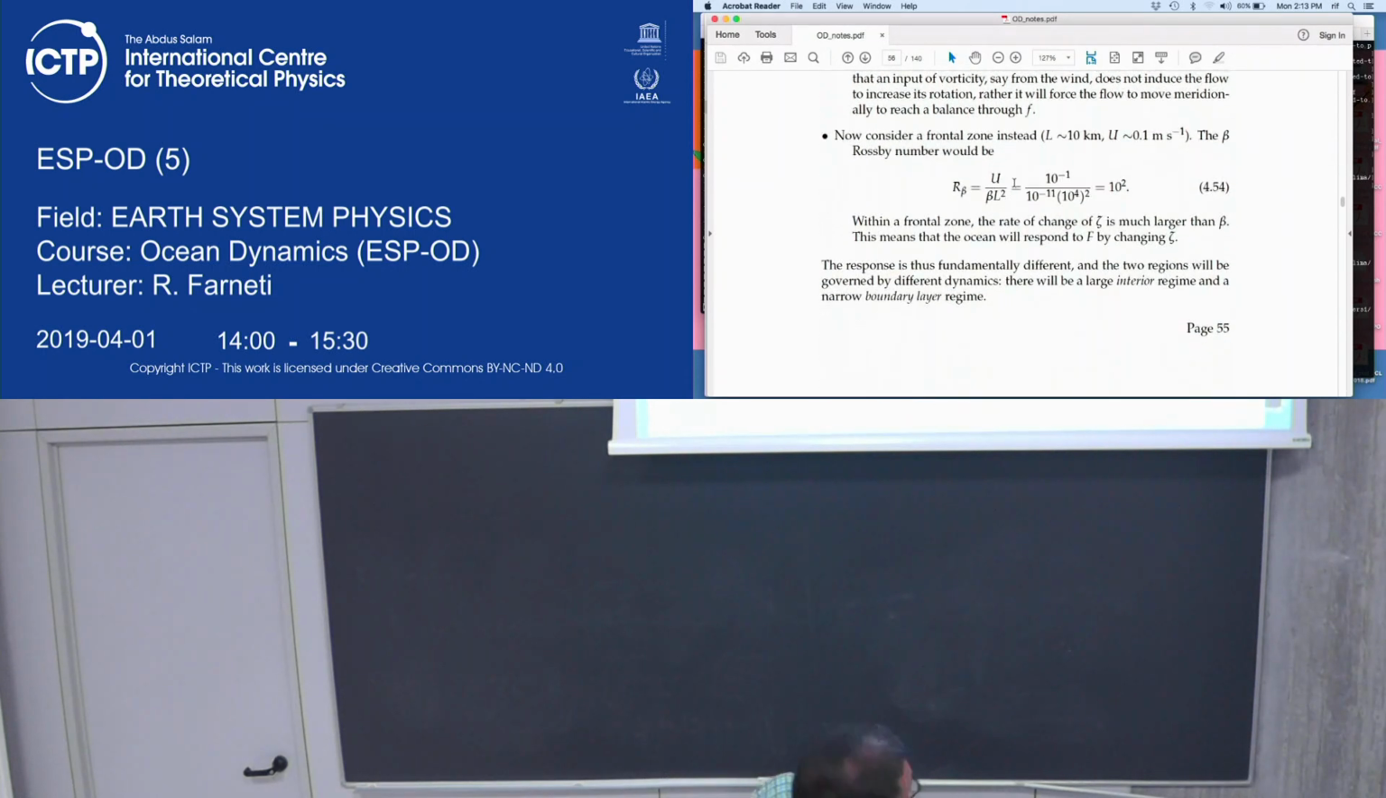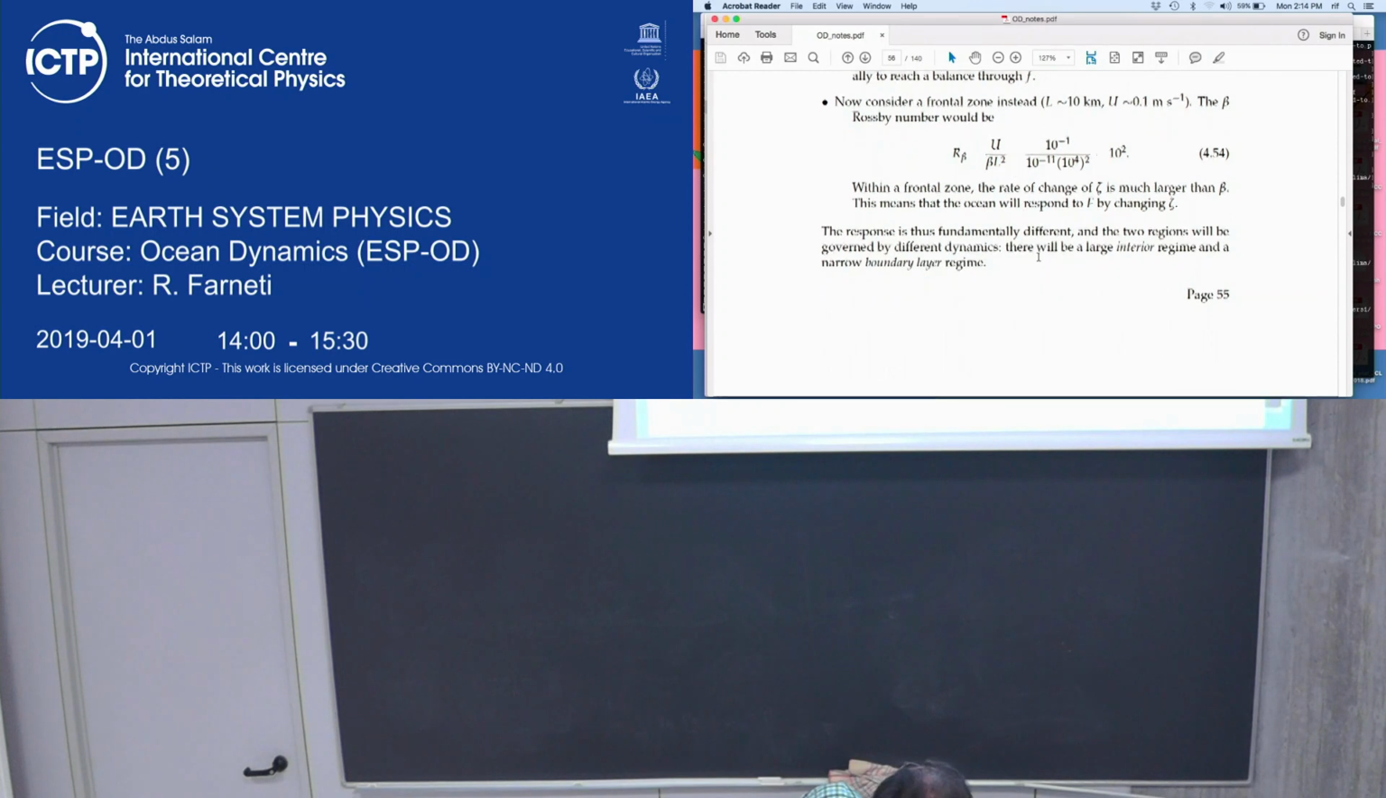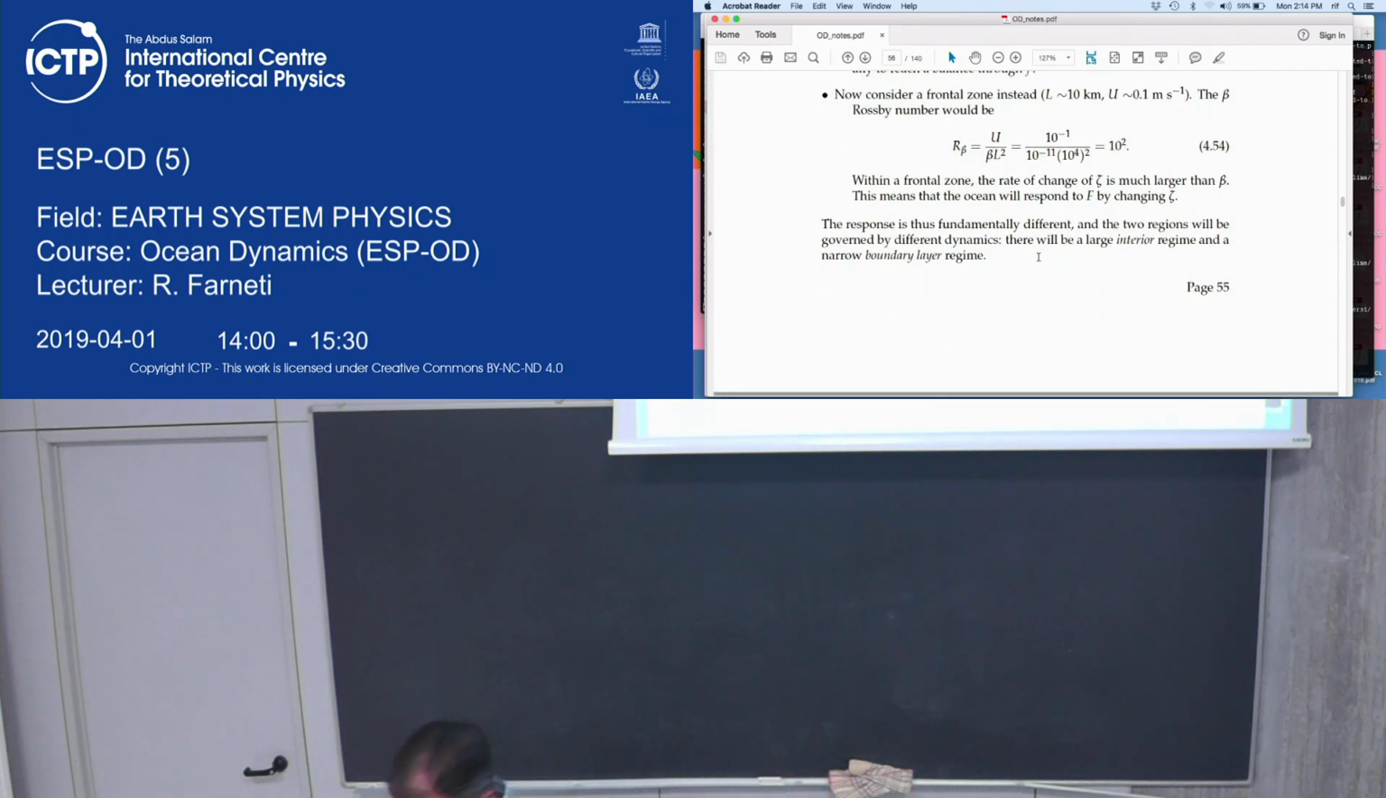On the contrary, if you look at a frontal zone or a boundary layer, which is what we're going to look at today, there the horizontal scale is much smaller and the velocities are much larger. Therefore, the beta Rossby number is big and you cannot neglect changes in relative vorticity. So you might expect in boundary layers relative vorticity to change. So you need change in relative vorticity in order to balance the input of vorticity at the surface by the wind stress. So we see already here that there's going to be an interior solution and a boundary layer solution. Okay. The interior solution will change planetary vorticity, and the boundary layer will change relative vorticity.